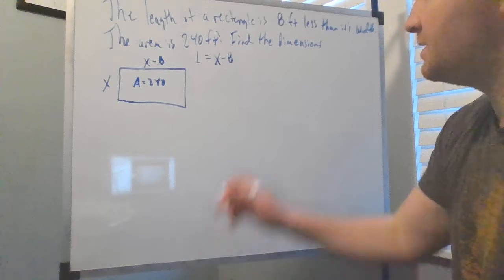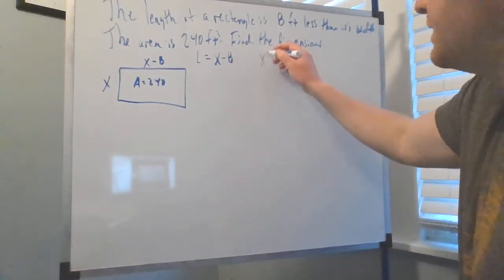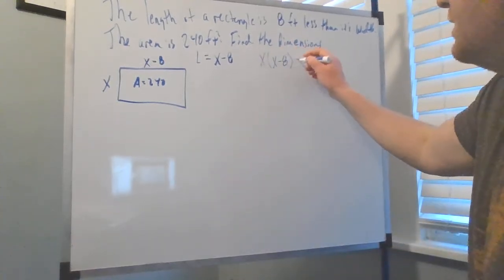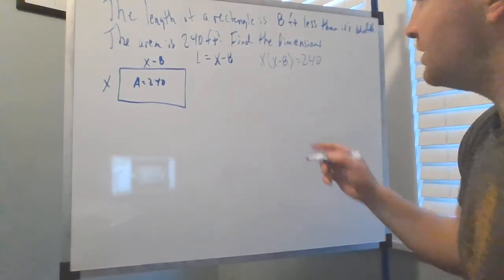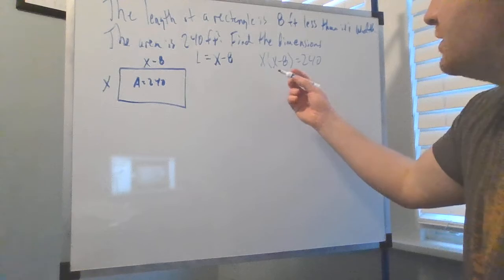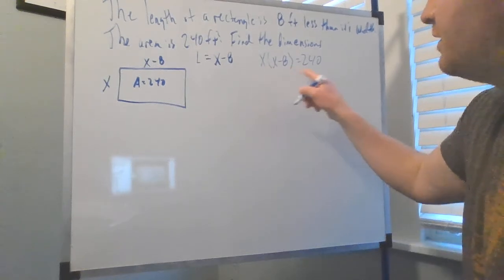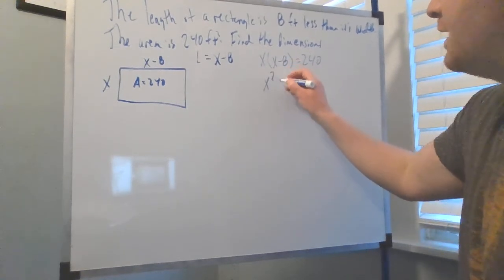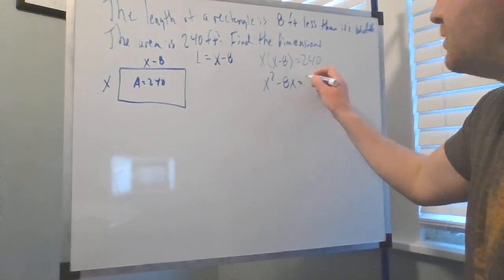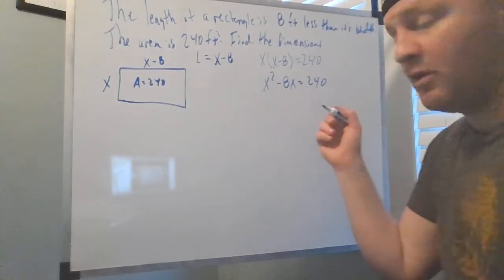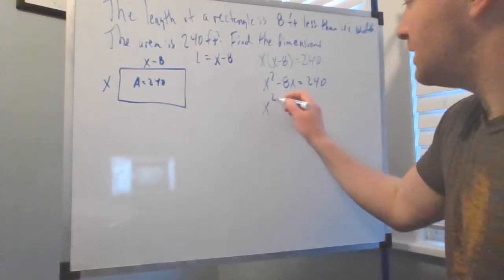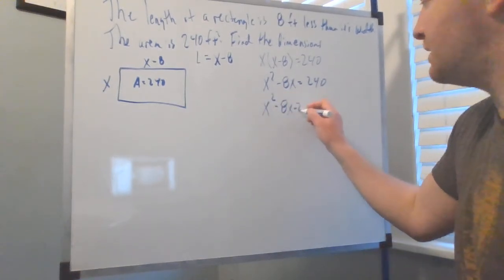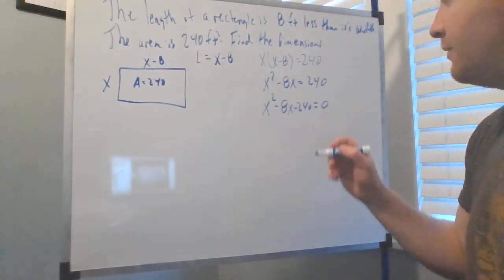All right, so let's set up our equation. I got x times x minus 8 equals 240. We all see that? Looks like we can. So now I just carry out the distributive property, and I'm going to solve for this, because this is my length times my width is equal to my area. I got x squared minus 8x equals 240. And like all quadratics, make it equal to 0, so subtract this from both sides. So I got x squared minus 8x minus 240 equals 0.